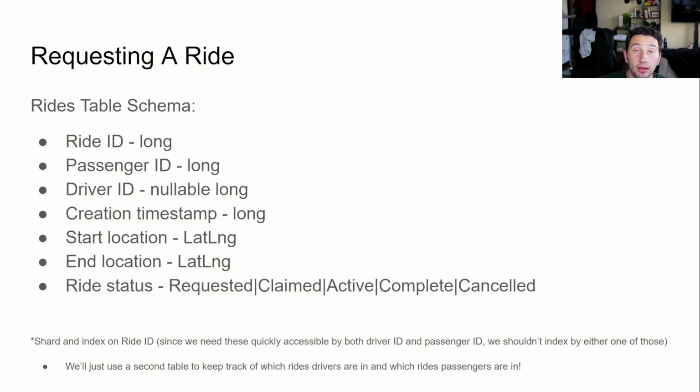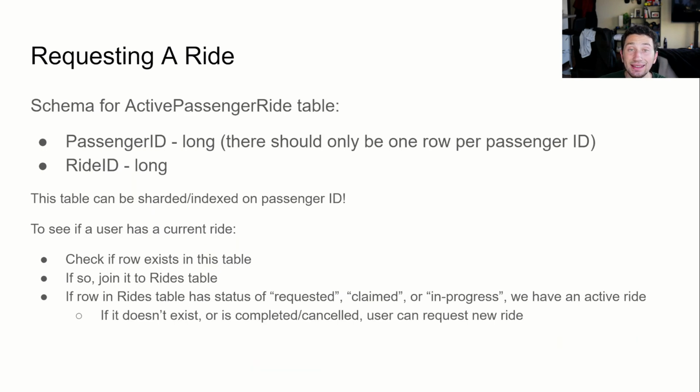Let's consider the schema of the rides table. It should have a ride ID, a start location, an end location, a creation timestamp, a status, which could be requested, claimed, active, complete, or canceled. We probably also need a passenger ID here, as well as a driver ID, which can be filled out when the ride is claimed. We also likely want an auxiliary table known as active passenger ride, which allows us to track the current ride that a passenger is a part of. This will just point to a single object in the rides table.